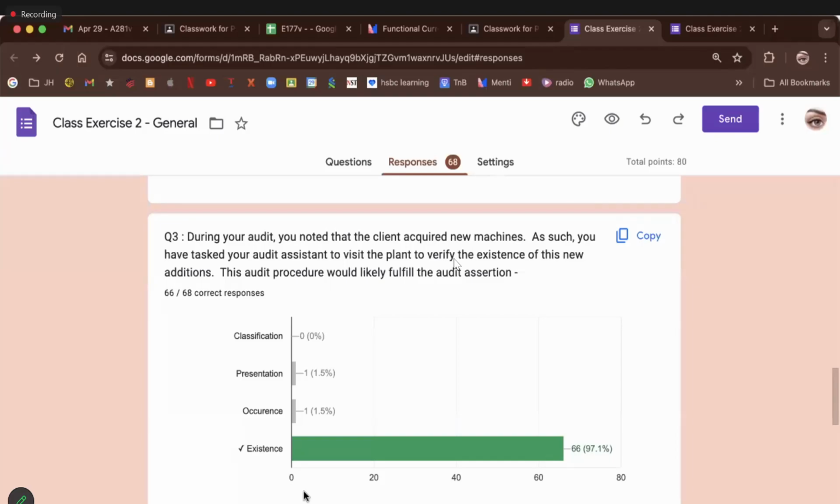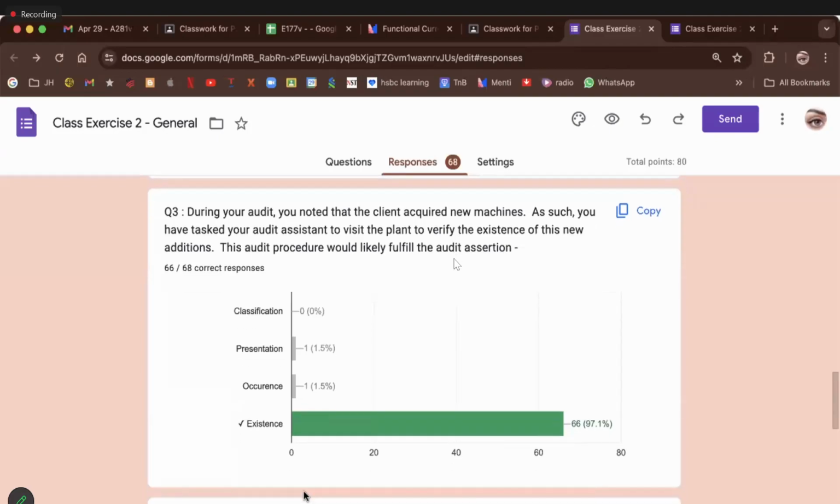During your audit, you noted that the client acquired new machines. As such, you have tasked your audit assistant to visit the plant to verify the existence of these new additions. Which audit assertion would the audit procedure likely fulfill? Over here, the best answer is existence. If you compare occurrence and existence, because you go and verify the existence, and in the question itself, I've already suggested that the very likely answer is existence.